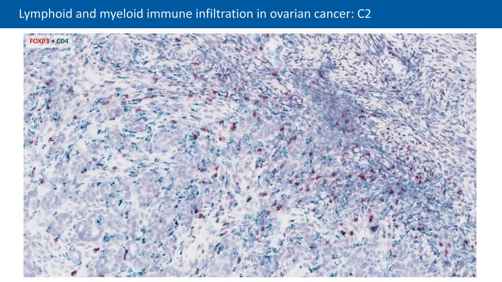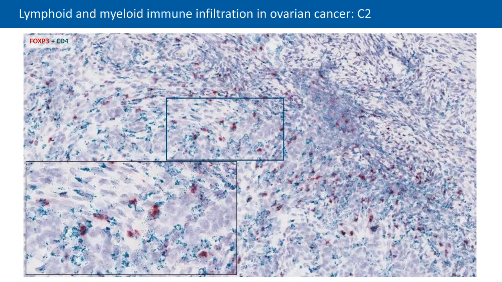Shown here is the same area of a serial tissue section with CD4 positive, FOXP3 positive cells, and these double positives are indicative of T regulatory cells. A higher magnification also for these detected lymphoid immune cells is shown here in the left bottom corner.